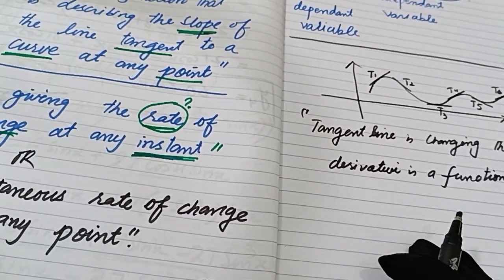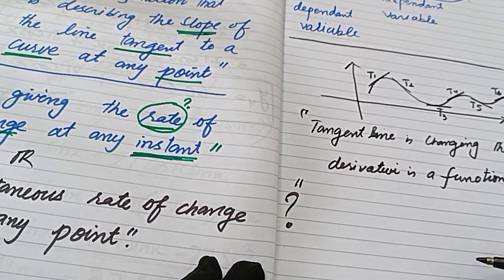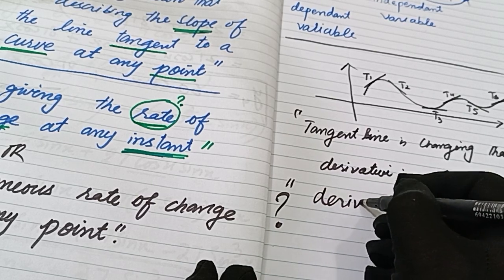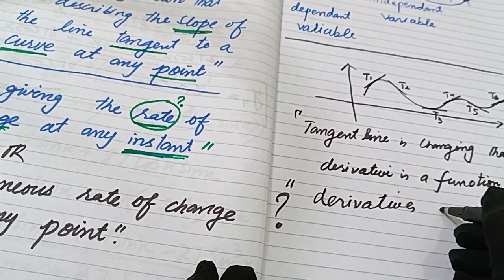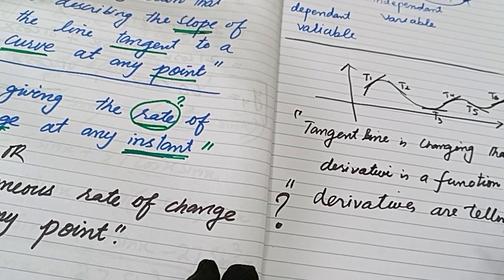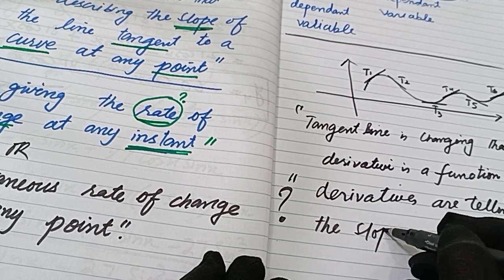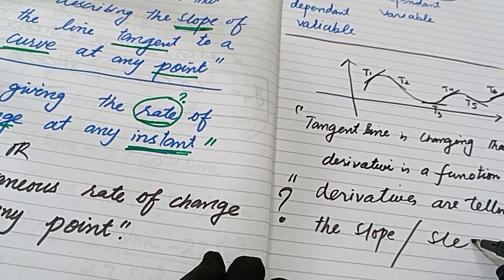Okay, now what is the purpose of the derivative? Derivatives are telling us the slope or steepness.